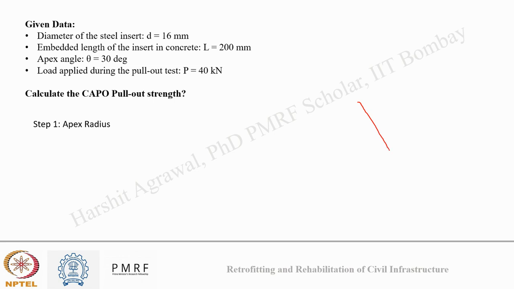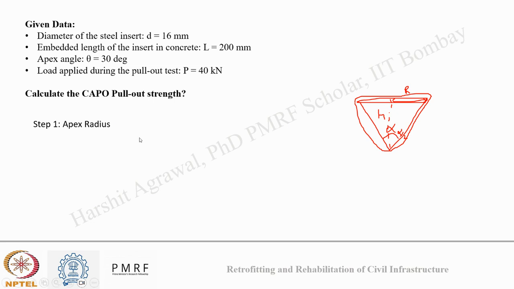So this is our failure pattern. It is in the form of a cone. For calculating this area, this is our area of cross section on which the load was applied. On the side we need this radius. How can we calculate this radius? This complete angle is the apex angle alpha. So this is alpha by 2, and we know the depth, the embedded length of the insert, that was L, and the diameter of the insert also. We can use anything.